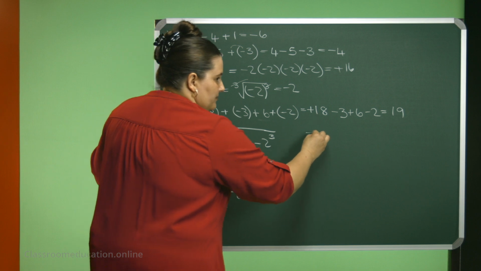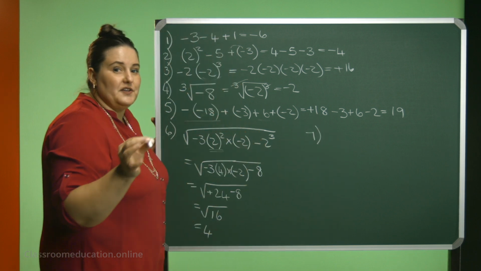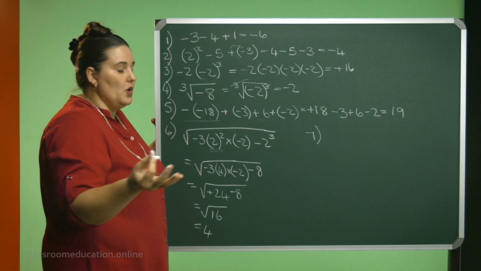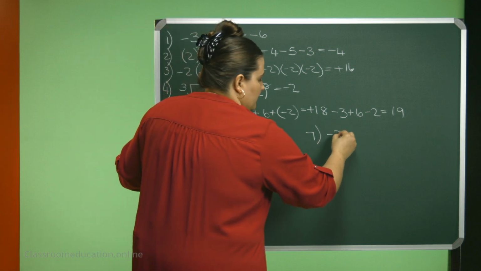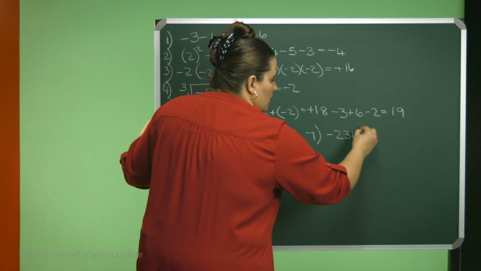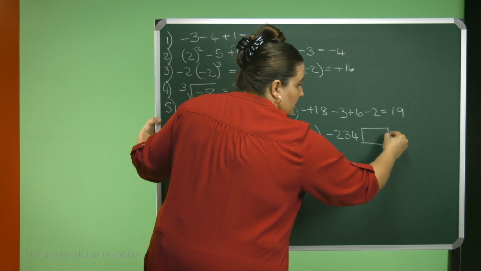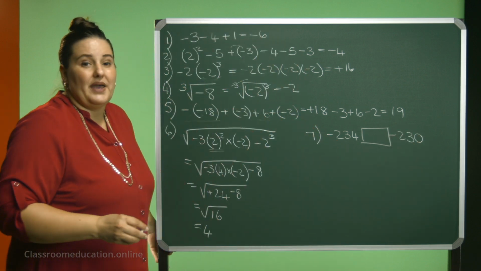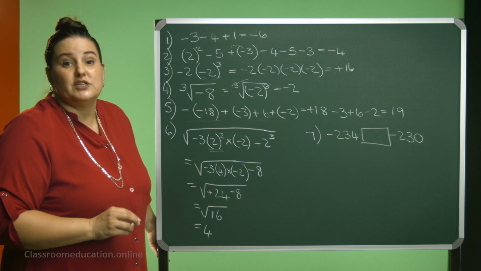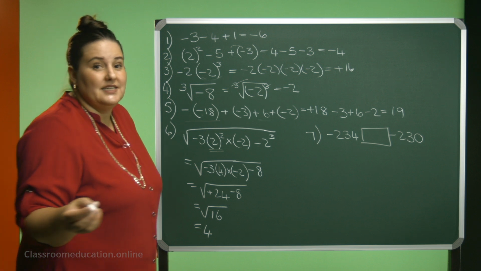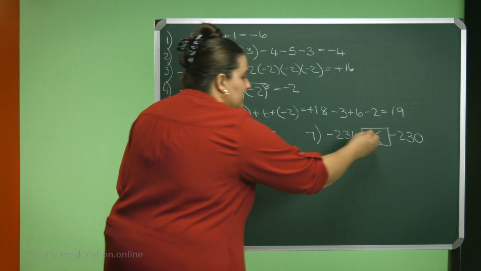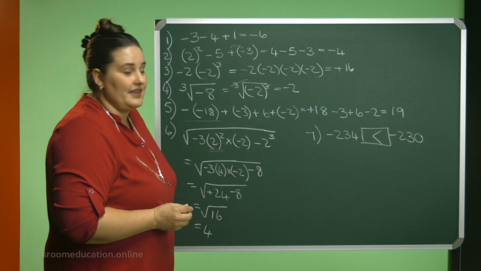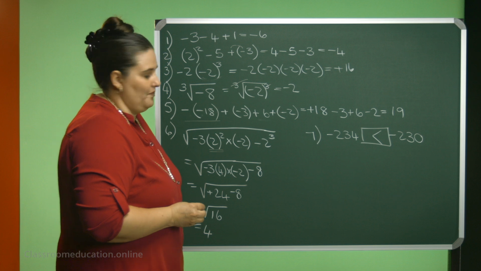Number 7. You need to fill in now bigger or smaller than. So -234, and I want it in terms of -230. Okay, guys, so compare this. Which one is bigger, which one is smaller? What did you get? Hopefully that negative 230 is bigger than negative 234.